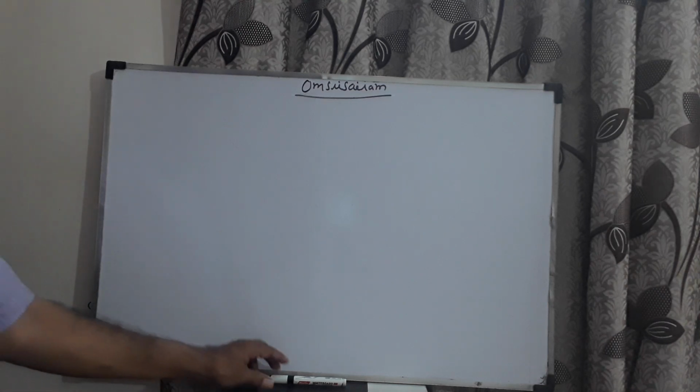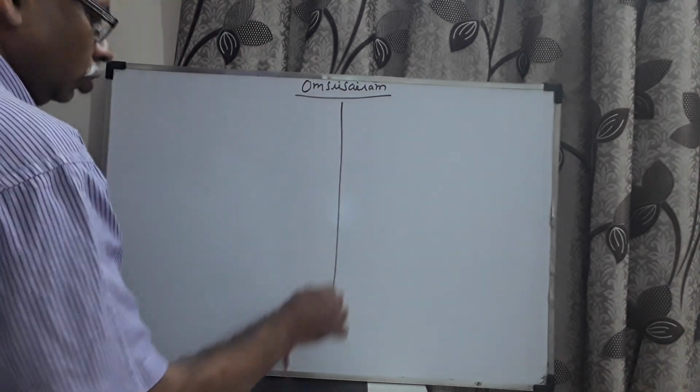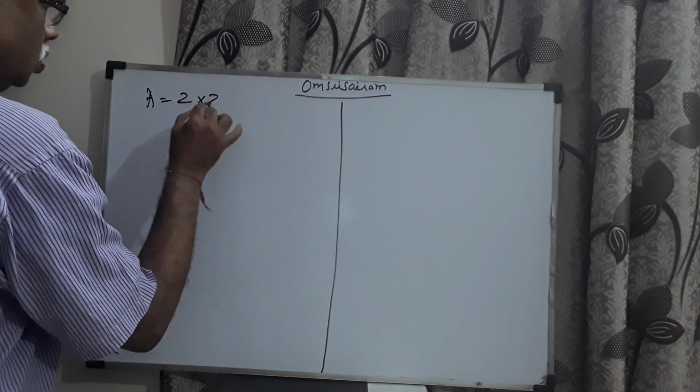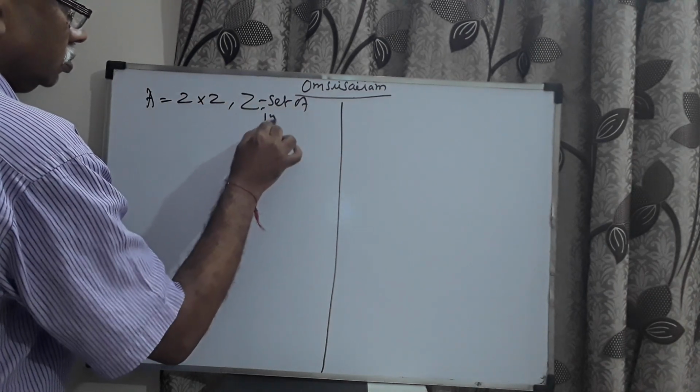In this video presentation again, we'll discuss some more problems meant for class 12 of CBSE, which are very often tested in the board. The first problem meant for today goes like this. A is equal to Z cross Z. Z is the set of integers.